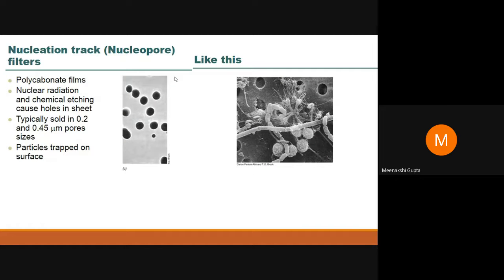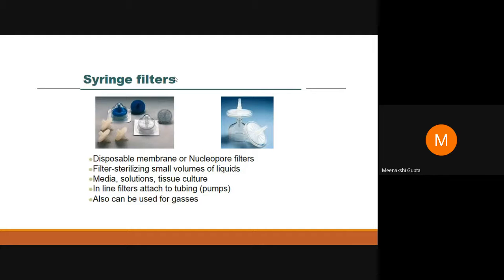Next, the other type of filter is nucleopore filters. Polycarbonate films are prepared by nuclear radiation and chemical etching, which cause the holes in the sheet. In this image you can easily see the sheet with holes. So polycarbonate films are formed by the nuclear radiation method and the chemical etching method. Next is syringe filters.